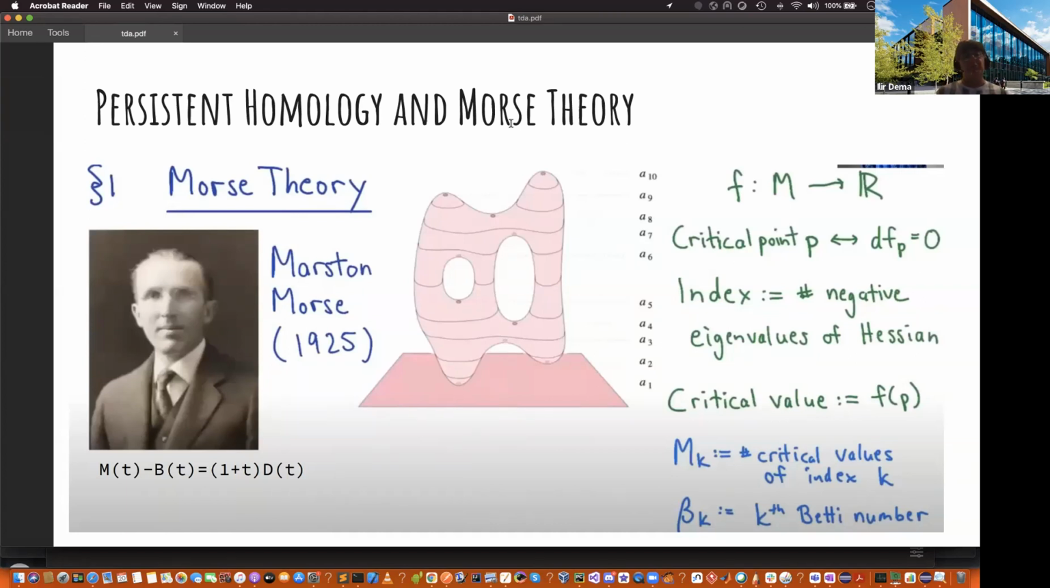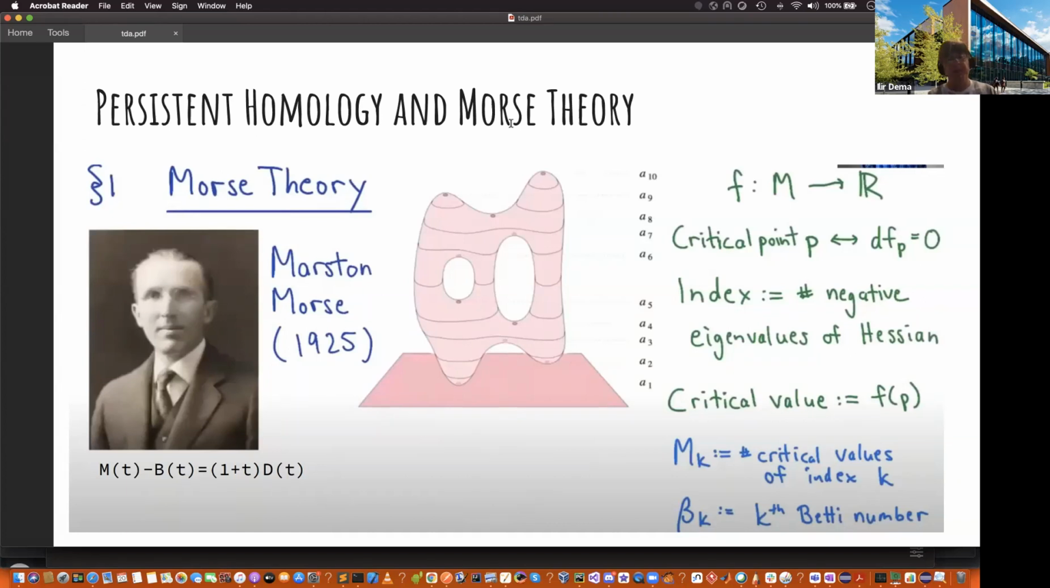It turns out that one can link basically the number of critical values of index k with the Betti numbers with the formula that is below the photograph of Marston Morse. So what is MT? Well, MT is a polynomial that is obtained by summing up, for each k, the number of critical values of index k times some formal variable to the power k.